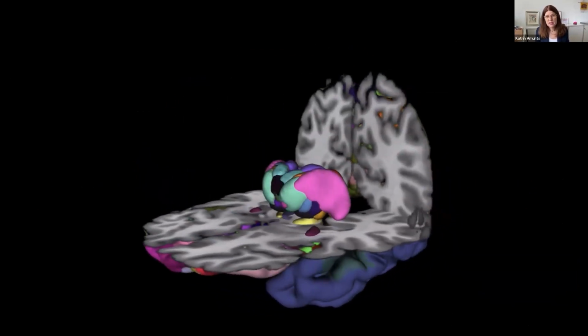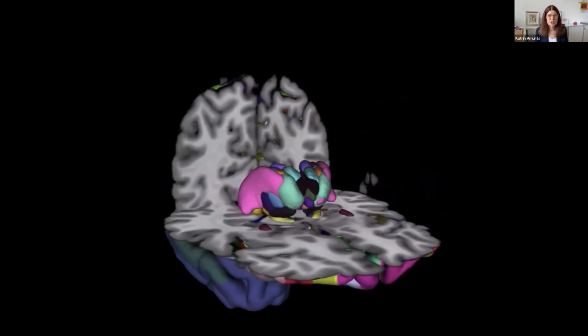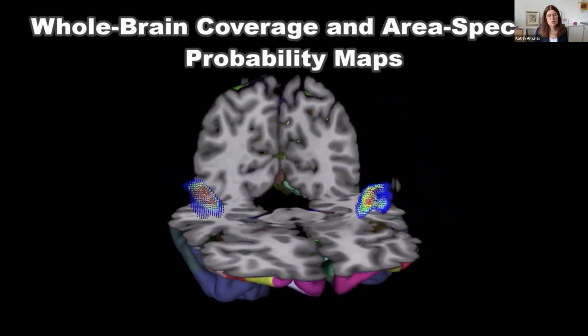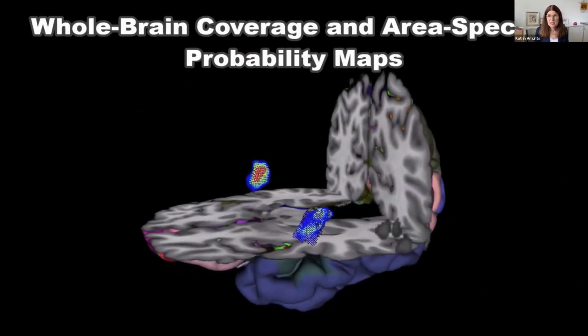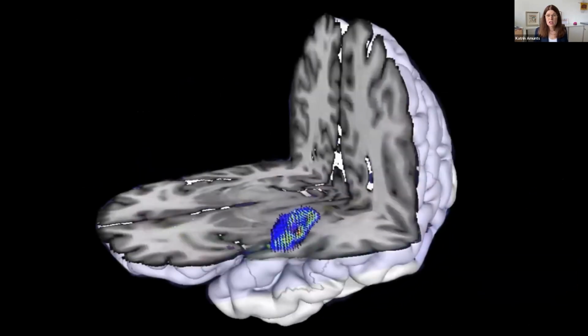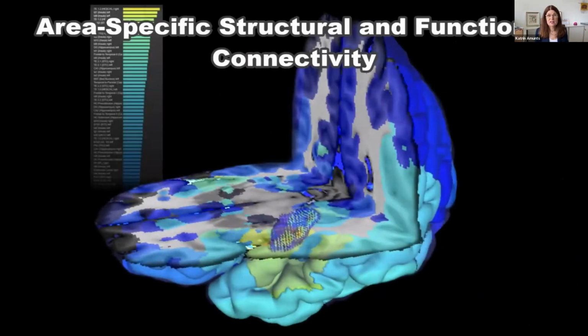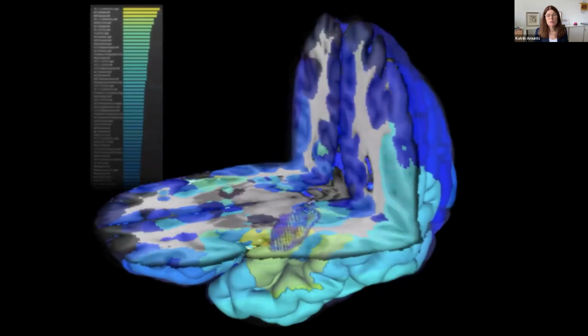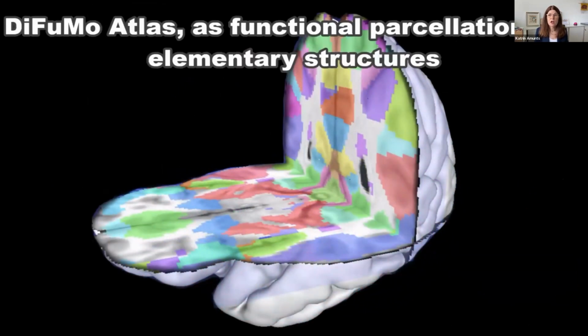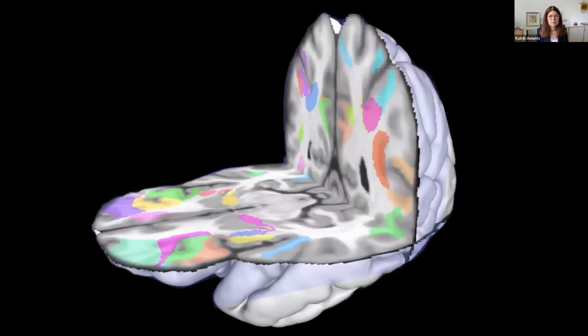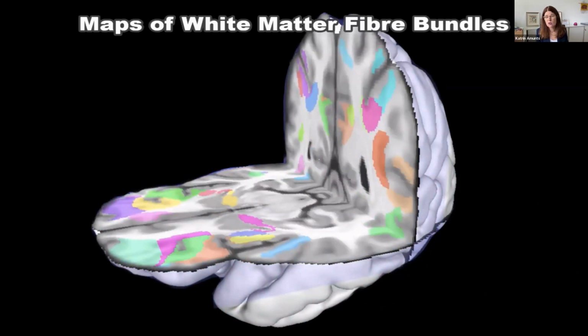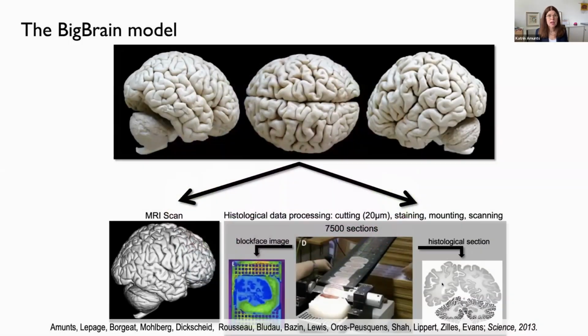It includes cortical areas, subcortical structures, as here, for example, the thalamus, and probabilistic maps that can be used to predict tracts, to compute connectivity, or to identify the relationship to functional parcellations.